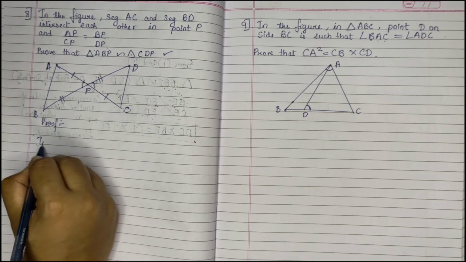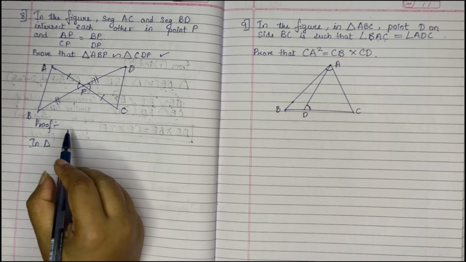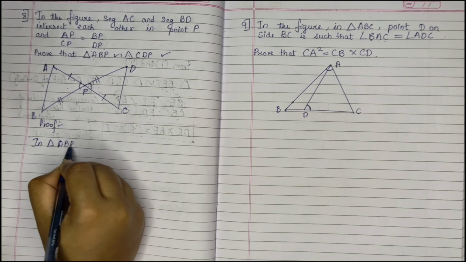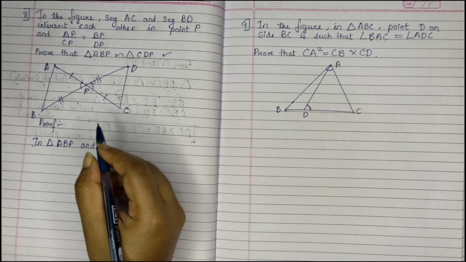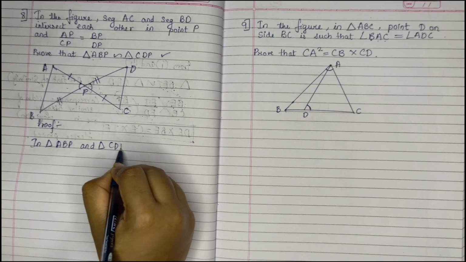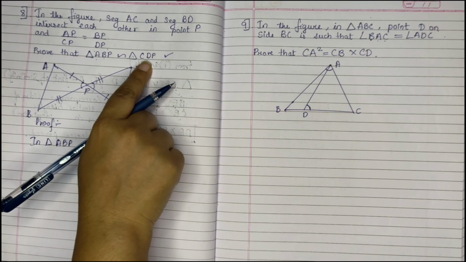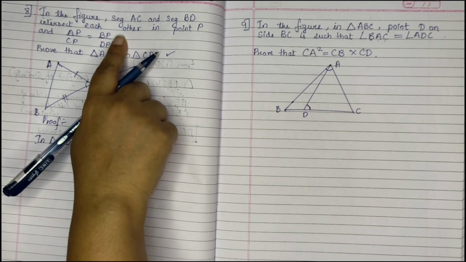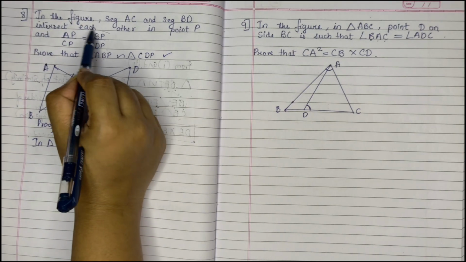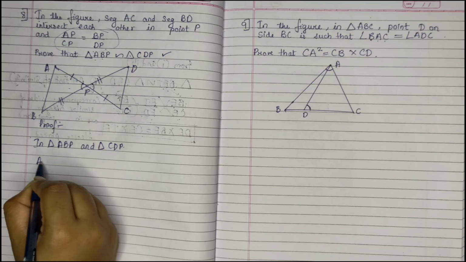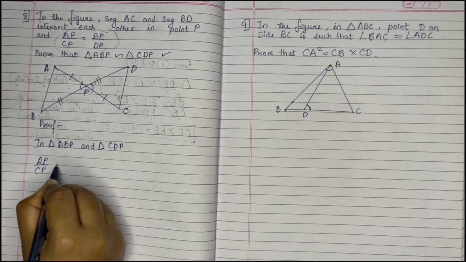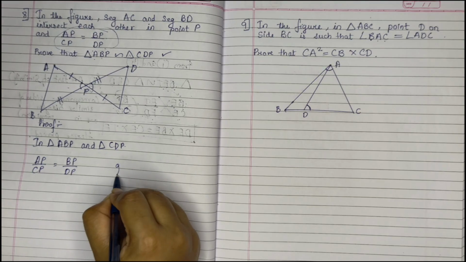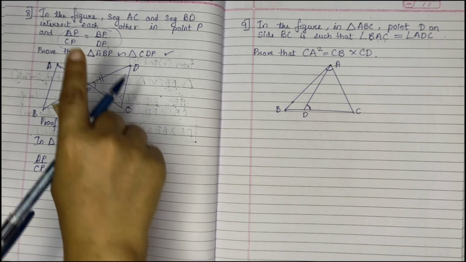Okay, so in triangle ABP and triangle CDP, these two triangles which are given, take those two only. And first thing, what are we going to write? We will write this, this is given here. What is given? AP upon CP is equal to BP upon DP. Give a reason that it is given. It is already given there.